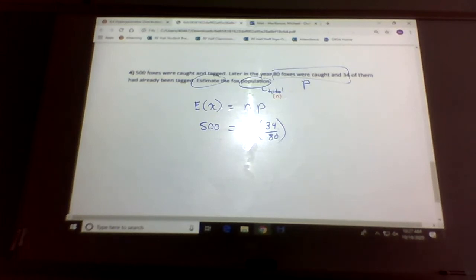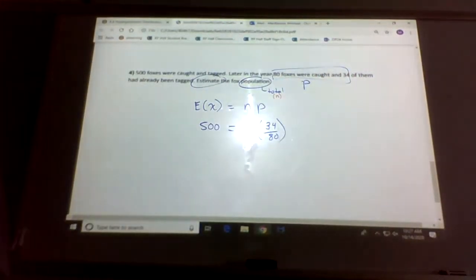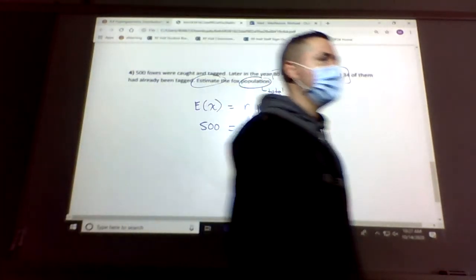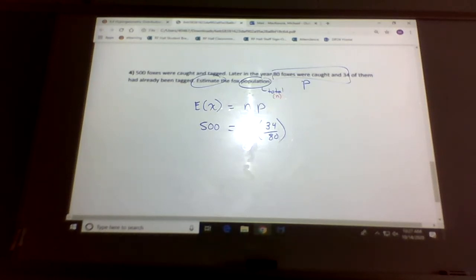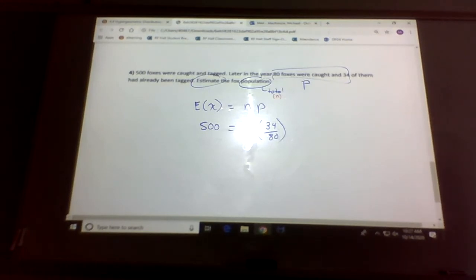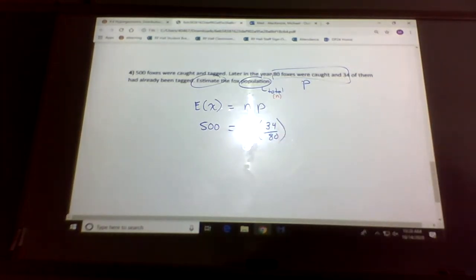Okay, so now we have to solve for n. Going back to grade 9, you might be a little bit rusty on this. How do we solve for n here? We have to cancel out numbers on the right side or move them to the left side. Move the 500 to where n is and make n equal on the left. So we have to cancel out the 34 and the 80, so we need to get rid of these so we have n by itself.